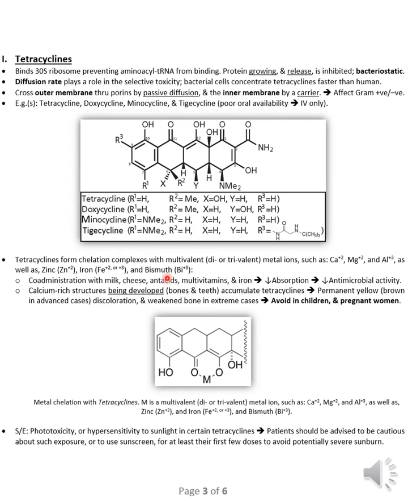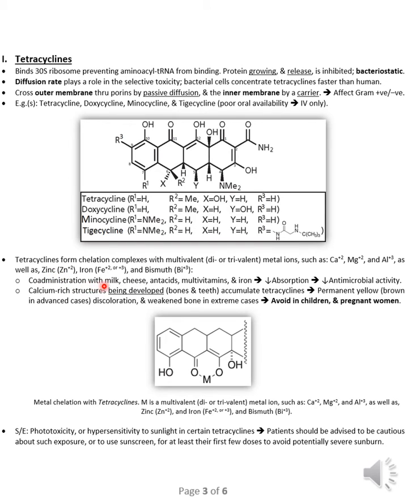You might remember this from the previous session, which is that tetracycline forms chelation complexes with multivalent, basically di- and trivalent, metal ions such as calcium, magnesium, aluminum, as well as zinc, iron and bismuth. You can actually find these agents: in the case of calcium, in dairy products like milk and cheese, and magnesium and aluminum in the antacids. Bismuth, of course, in the case of Pepto-Bismol, iron in the iron supplements, and zinc in the multivitamins.